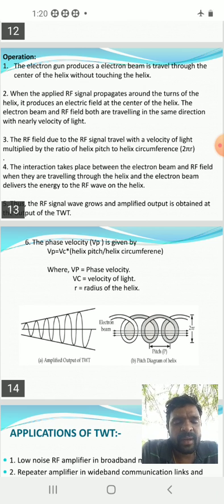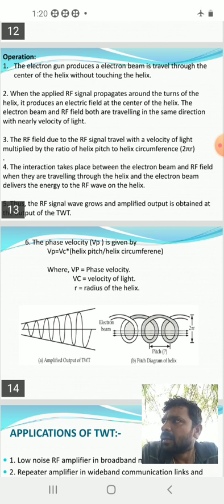So as the number of helix turns increases, the RF signal is amplified more times, and as the helix circumference also increases, the velocity of the RF signal also increases. The interaction takes place between the electron beam and the RF field when they are traveling through the helix, and the electron beam delivers energy to the RF wave on the helix.